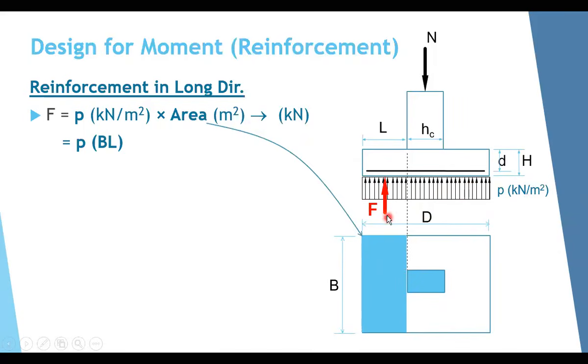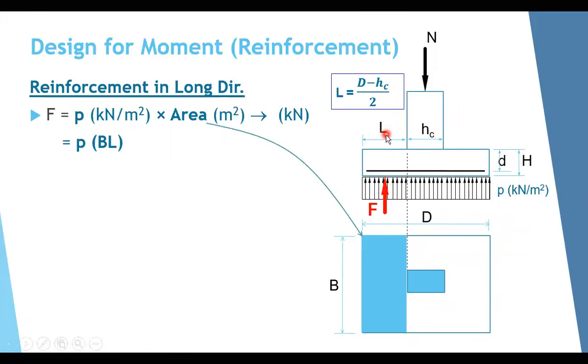So F here will be the force coming from the soil pressure for this part, or this area here. And the critical section for the moment is exactly at the face of the column. If you have this force F in kilonewton, can we calculate the moment? This is very easy. The moment here will be F times L over 2. But what is this L first? L here, you can calculate it easily. It equals D minus HC, the width of the column, divided by 2. So it is D minus HC, divided by 2, which will give you L on one side.